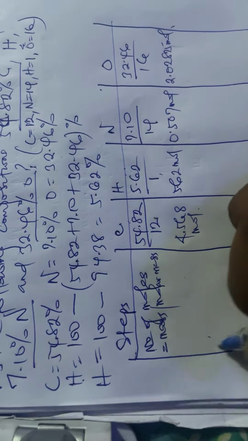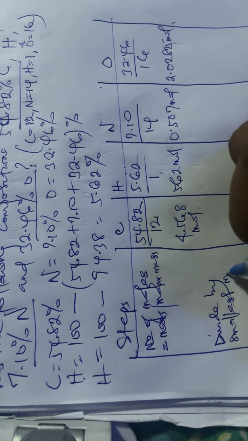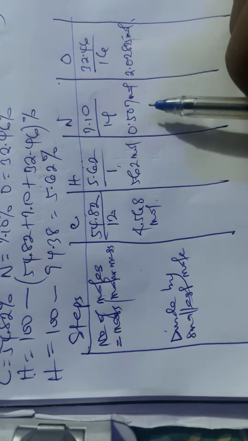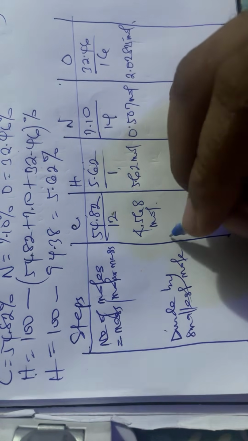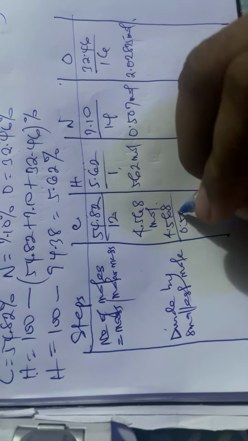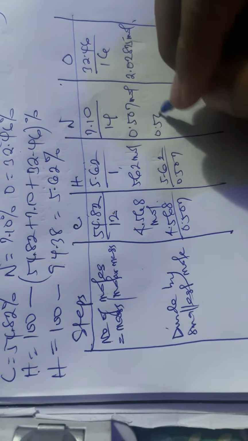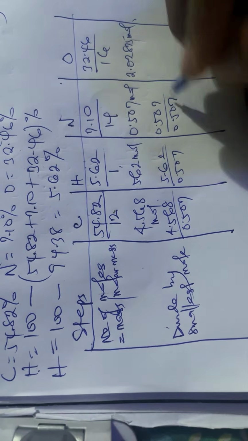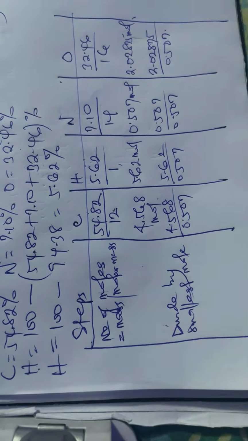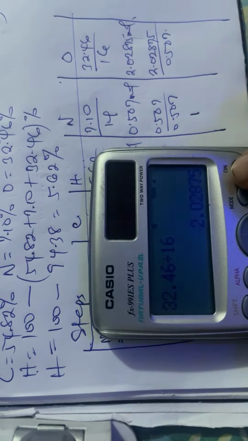Now the next step is to divide by the smallest mole. Divide everything here by the smallest mole. So what's the smallest value here? The smallest value here is clearly 0.507. So we say 4.568 divided by 0.507, 5.62 divided by 0.507, 0.507 divided by itself, and 2.02875 divided by 0.507. Of course, 0.507 divided by itself will be 1, because anything divided by itself is 1. So let's do the rest.